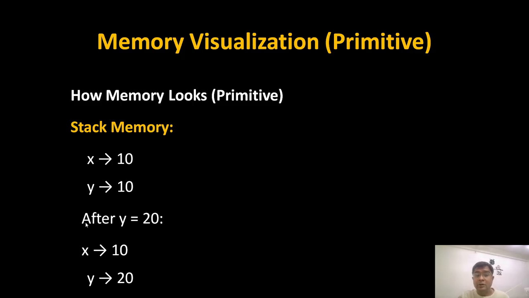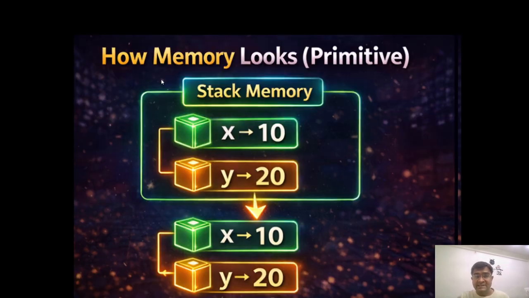After that, we made y equal to 20. So the value of x will be 10 and the value of y would be 20. This is how the stack would be saved. So you can see I have a visual diagram over here. You can see that x is 10 inside a separate box, and y equal to 20 is also inside a separate box. So both have a different memory location, right?